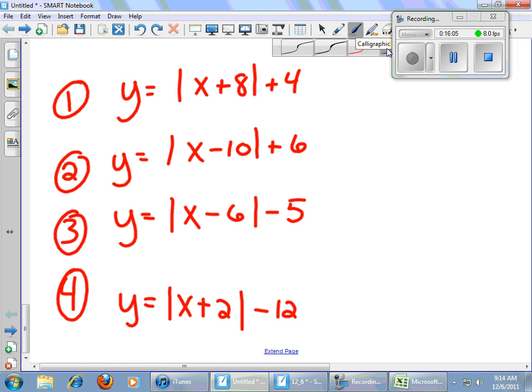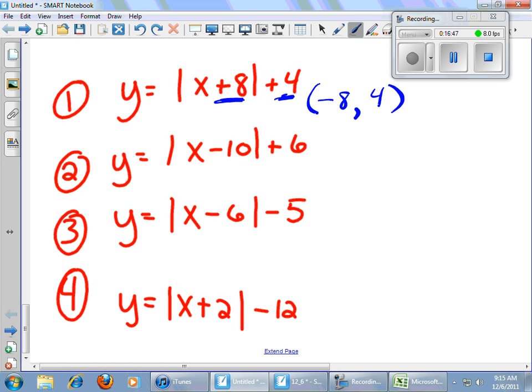I'll do the vertex for number 1 here. I know that this shifts my V up 4 from 0, 0, so my y-coordinate is 4. I know that this shifts my vertex left 8 from 0, 0, so that would be negative 8, 4. So my new vertex will be at negative 8, 4, and then I can do the slope up 1, right 1, up 1, right 1, or up 1, left 1, up 1, left 1, and get the nice V shape. You go ahead and pause the video. The answers for 2, 3, and 4 will appear when you're done pausing.